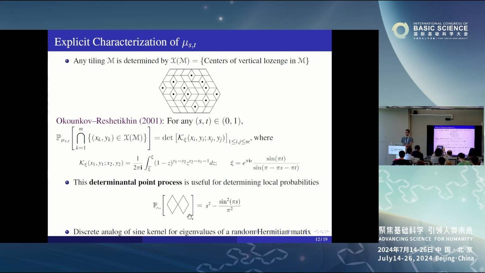Okay, and for those of you who are aficionados of random matrix theory, you might quickly recognize this as the analog of the sine kernel for eigenvalues of a random Hermitian matrix. So this is a discrete version of that.